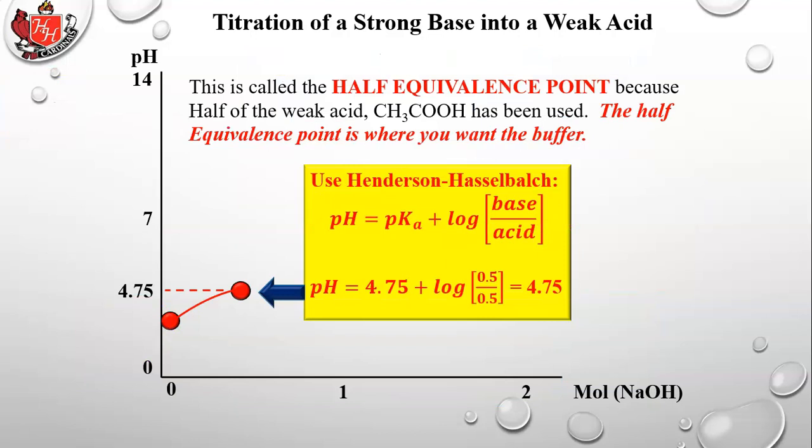Okay, so this is the half equivalence point because half of the weak acid, acetic acid, has been used. The half equivalence point is where you want the buffer. So there we see it right there. That's what we want to buffer with acetic acid.